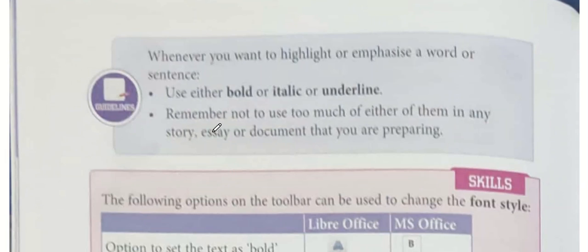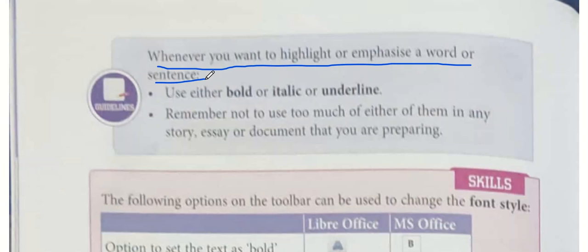Now next page. Please underline again these guidelines. Whenever you want to highlight or emphasize a word or sentence, use either bold, italic or underline. So this is why we do this: if we want to highlight the text or give more emphasis on a word or a sentence, in that case we will use the bold, italic and underline feature.